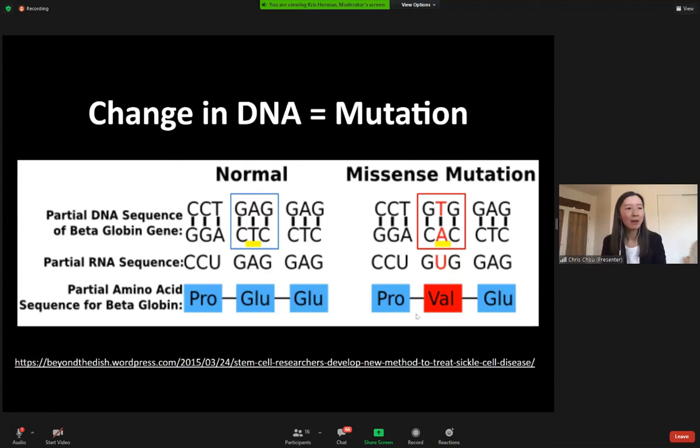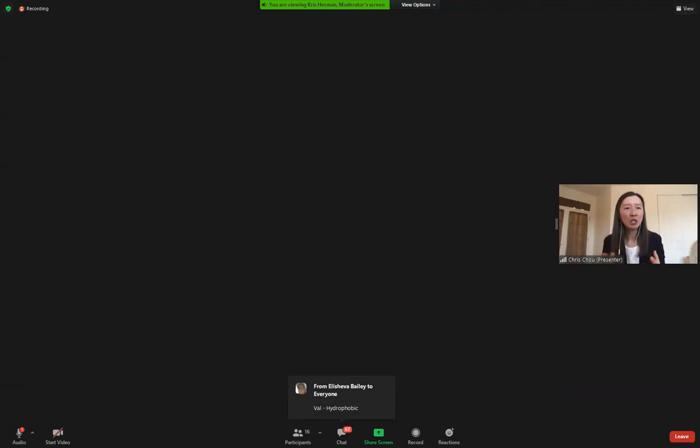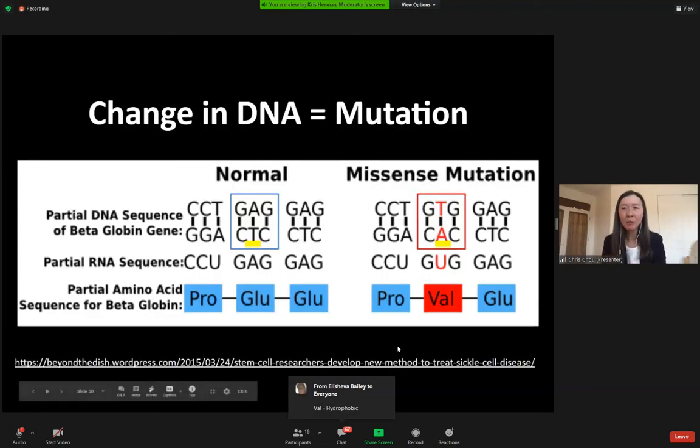Now, on the right side, we have a mutation. It's called a missense mutation because that CAC, where you have a substitution, will transcribe to GUG and translate to a different amino acid called valine. And valine has a different chemical property than glutamic acid. It is hydrophobic. So it changes the properties.